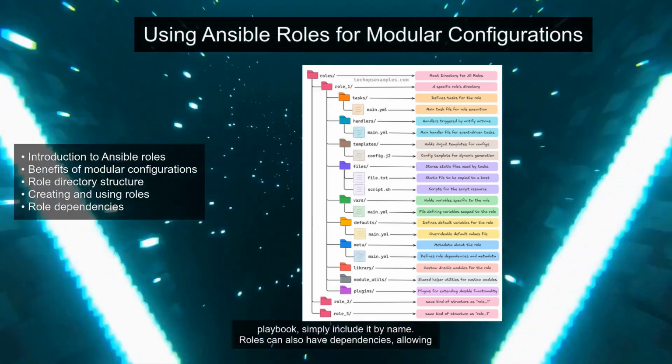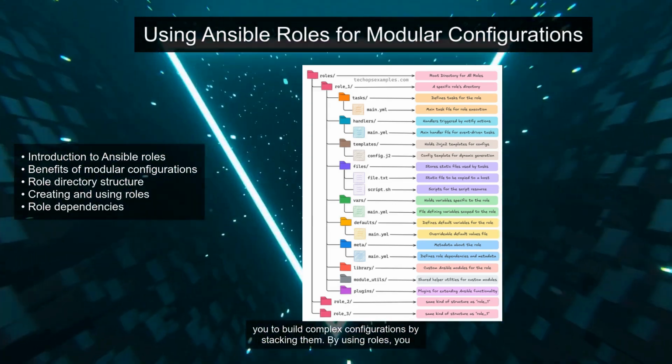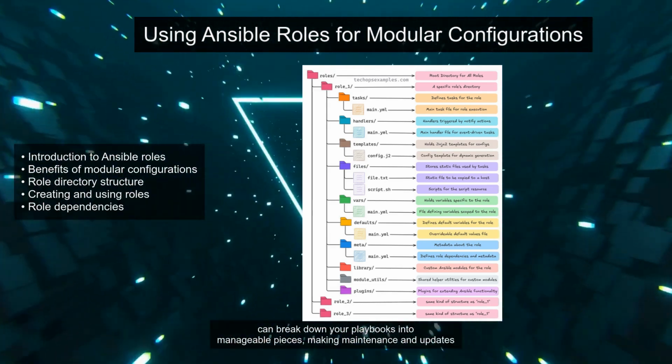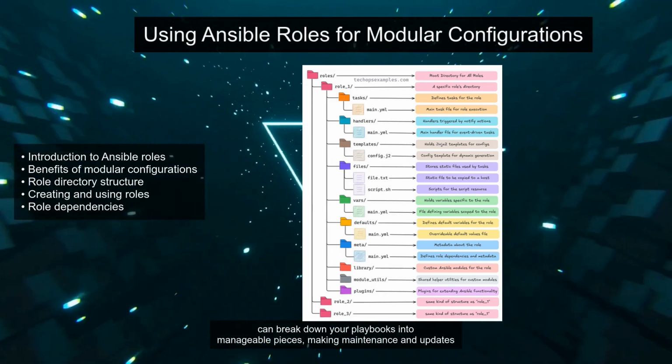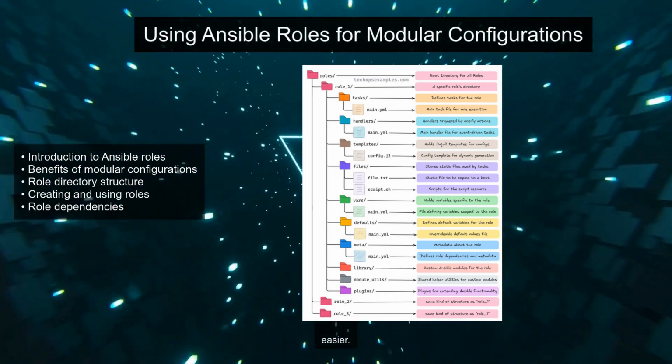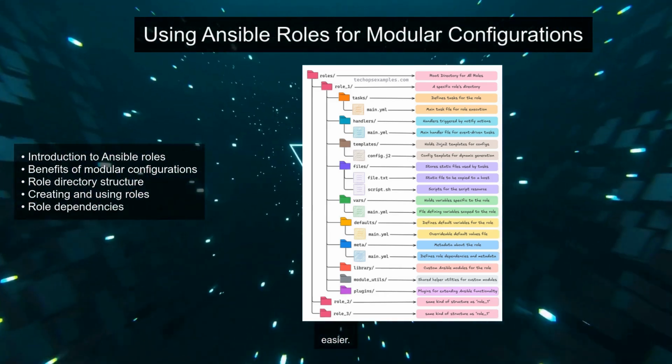To use a role in a playbook, simply include it by name. Roles can also have dependencies, allowing you to build complex configurations by stacking them. By using roles, you can break down your playbooks into manageable pieces, making maintenance and updates easier.